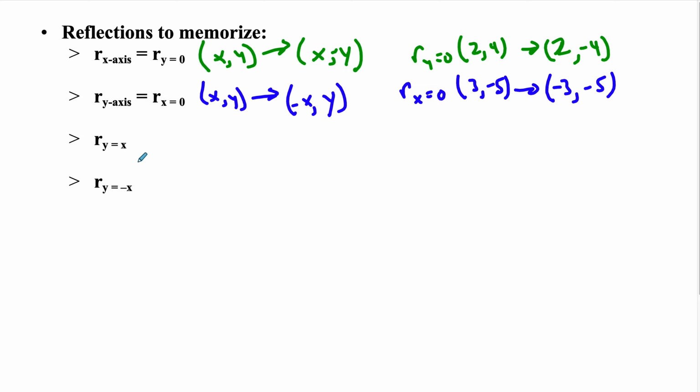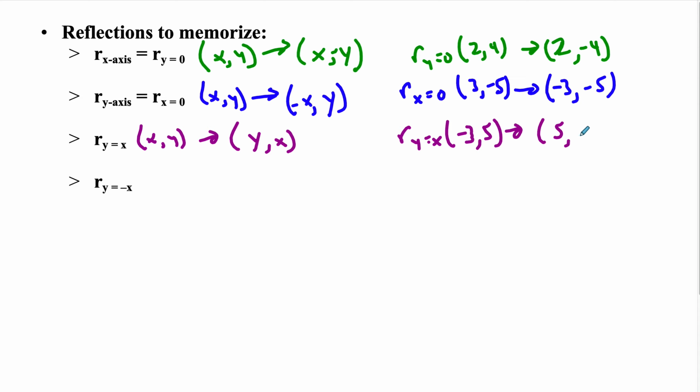Reflection over the line y equals x. So what they're saying is the y is equal to the x and vice versa. What this means is whatever our original x is becomes our y, and whatever our original y is becomes our x because they're equal. So if I reflect (-3, 5) over the line y equals x, that becomes (5, -3).